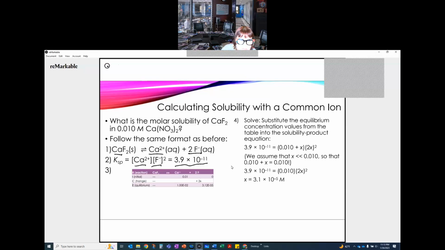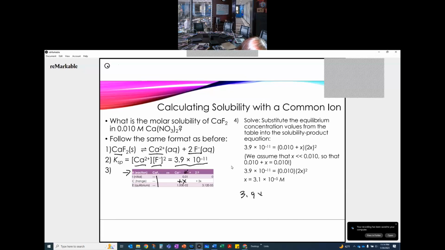Okay, awesome. So here's my reaction, the CaF2 going to Ca2 plus and 2F minus. Initially, I have none of the CaF2. I don't worry about this at all. I have 0.01 molar Ca2 plus from the CaNO32. And I have none of that F minus. So the F minus doesn't change with the Ca2 plus. This one right here does. We then get our Ca2 plus is going to be a plus x. And of course, our F minus is a plus 2x, which gives us the following expression.